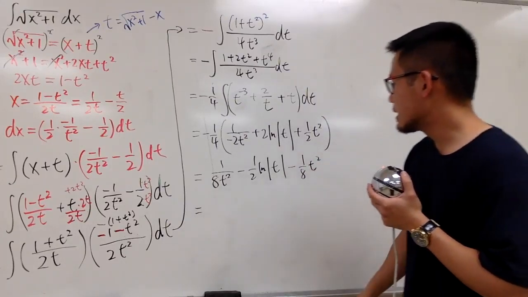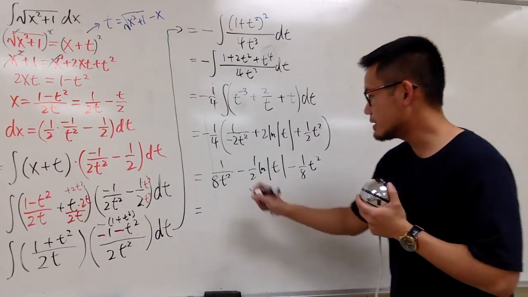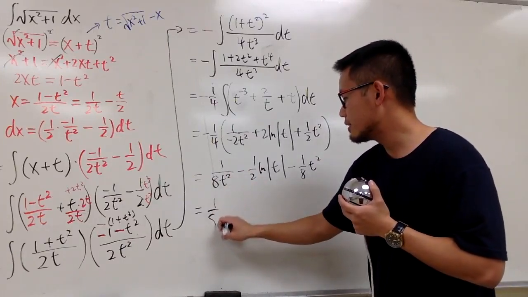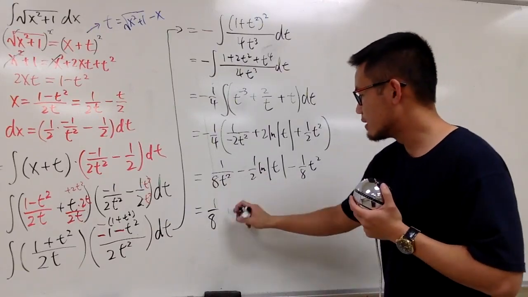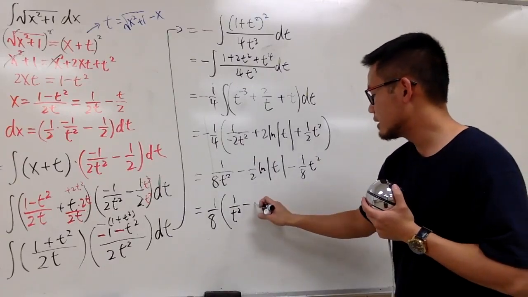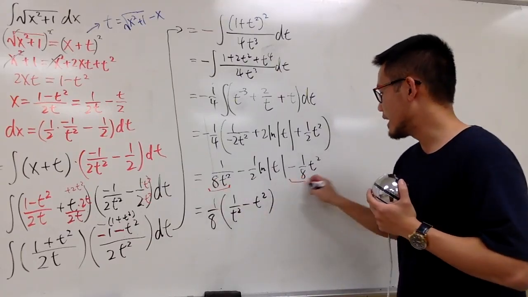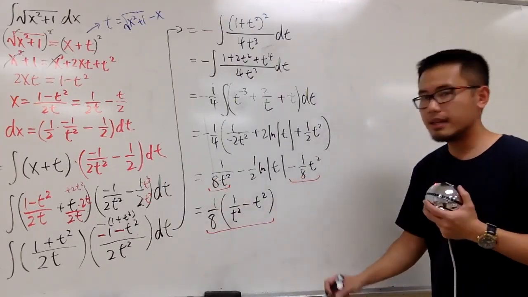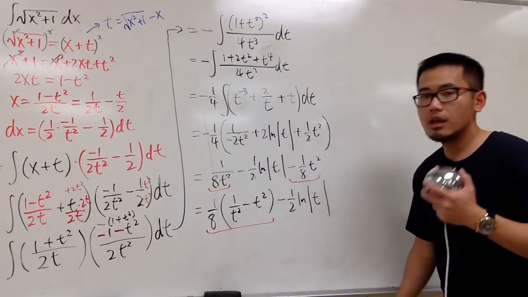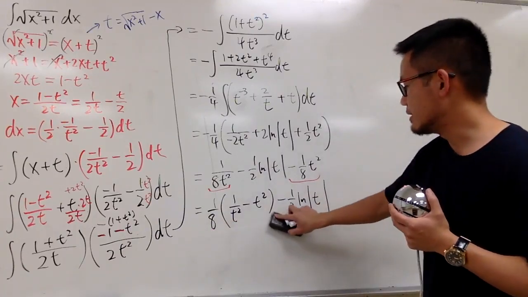What I'm going to do next is rewrite these two terms and put them together for you guys. Let me write it down as 1 over 8 in the front, and I will factor this out, which is 1 over t squared, and then we have minus t squared, okay, for these two terms together. So this and that give us this, and then I will minus 1/2 ln absolute value of t. And here is the reason why I want to do that. Because now, let me just erase this because I think you guys all see already.